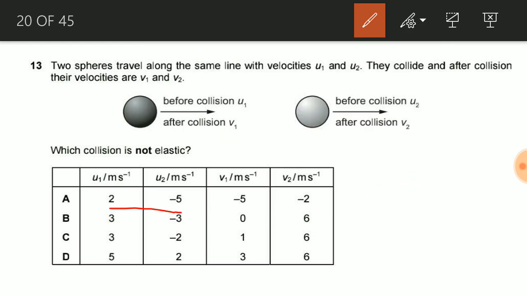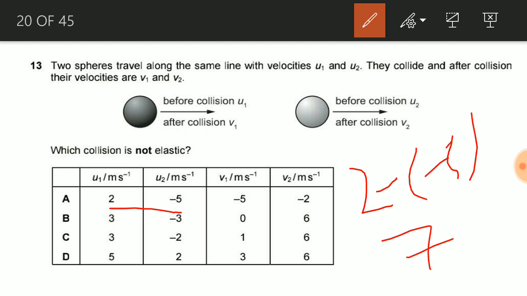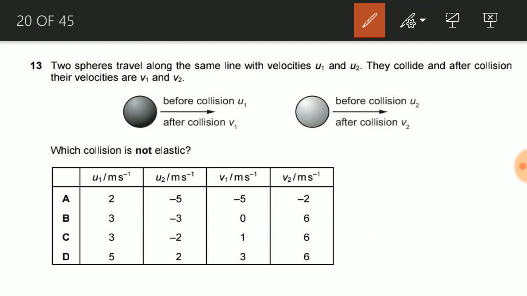Now let us see this. 2 minus 5 is 7. And if we subtract, minus 2 minus 5 is minus 2 plus 5, that is 3. 7 and 3 are not equal with each other. If the relative velocity of approach is not equal to the relative velocity of separation, that is not an elastic collision. So option choice A is the correct answer for question number 13.